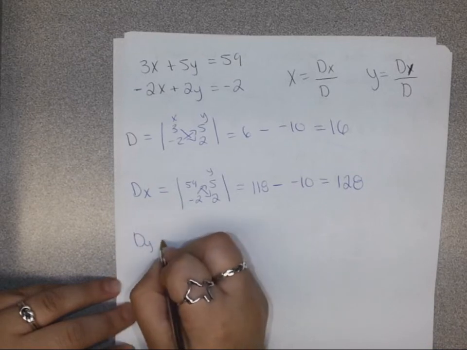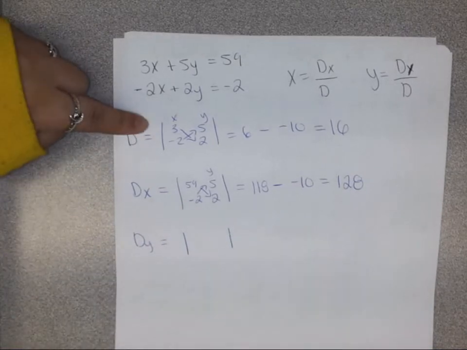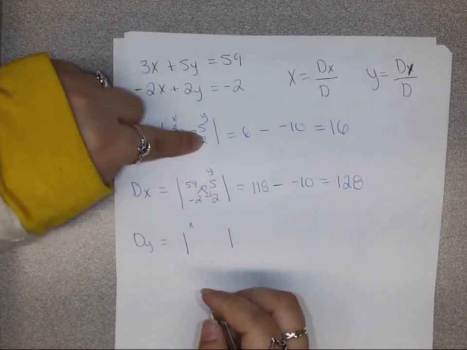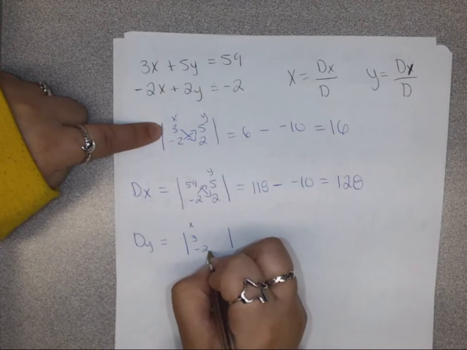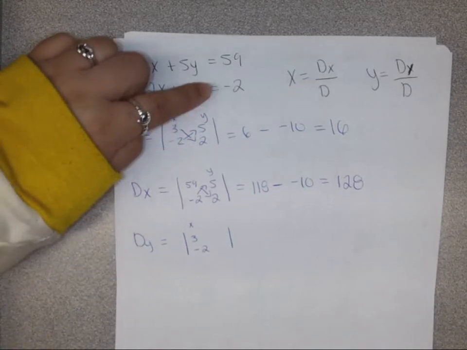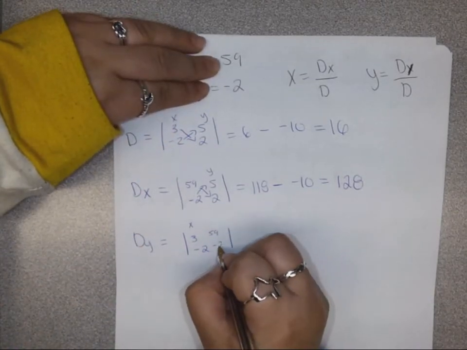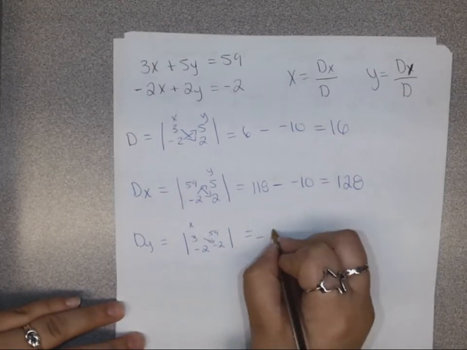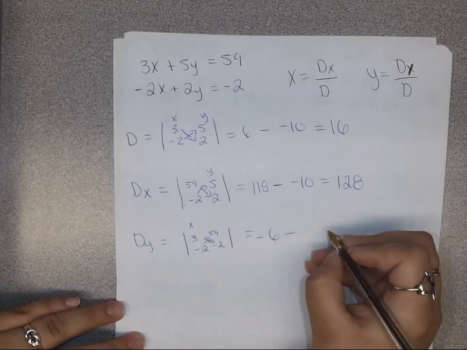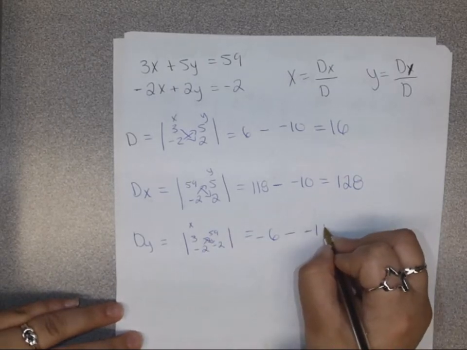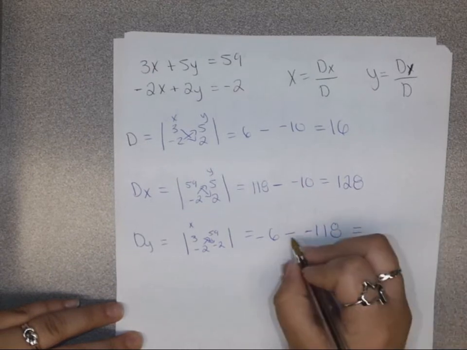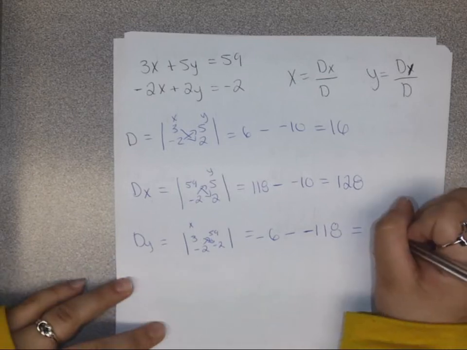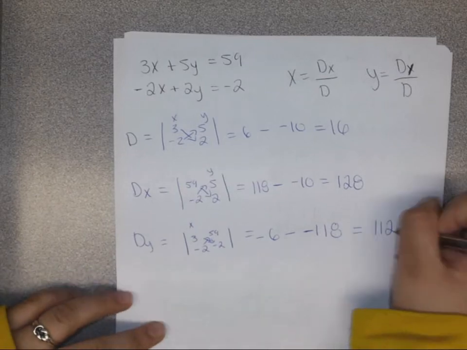So now for the determinant of y. Look back at your determinant of the system. Now we're interested in solving for y, so our y coefficients are the ones that are going to change. So that means our x coefficients stay, but our y ones now are going to become 59 and negative 2. Cross multiply, 3 times negative 2, we get negative 6, minus negative 2 times 59, 118. They become positive, so negative 6 plus 118, we end up with positive 112.